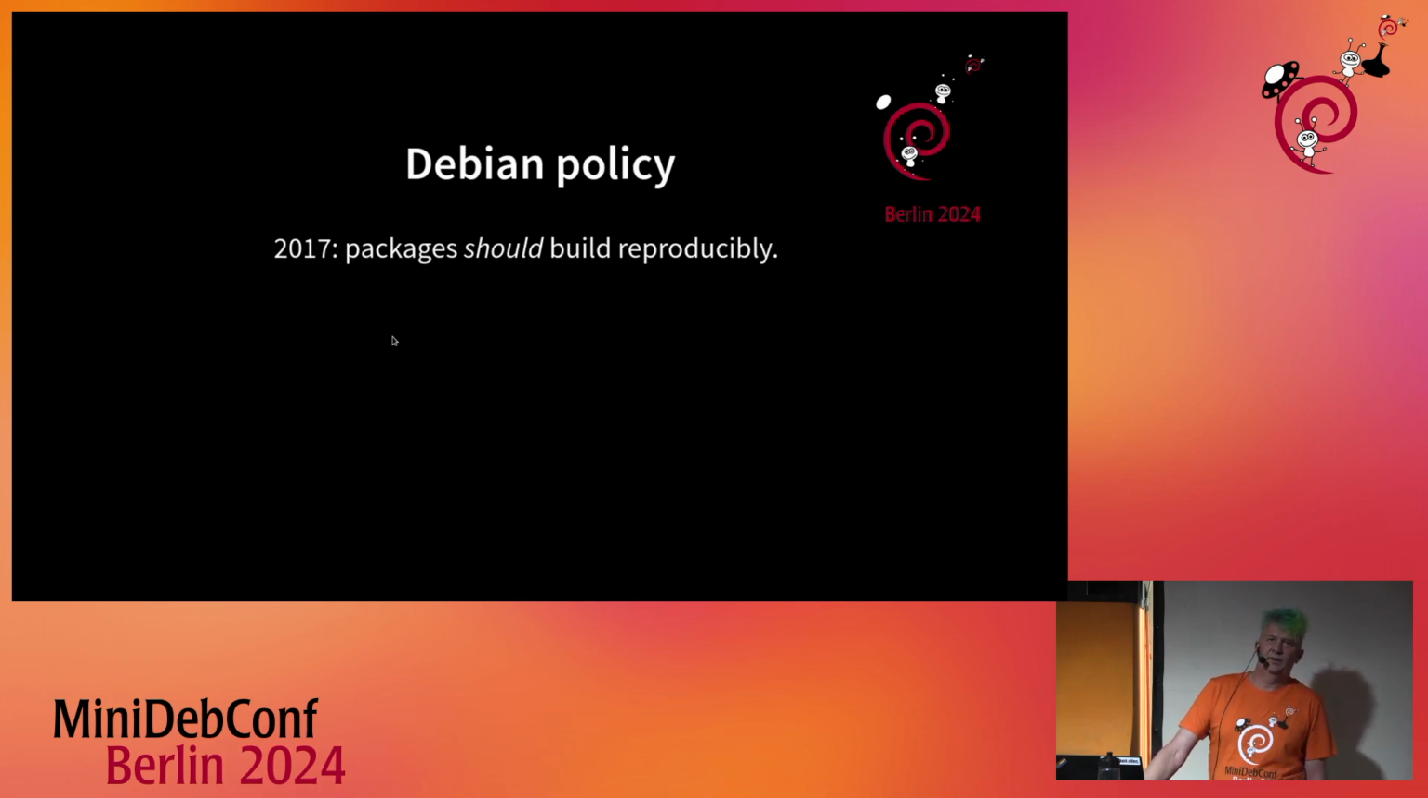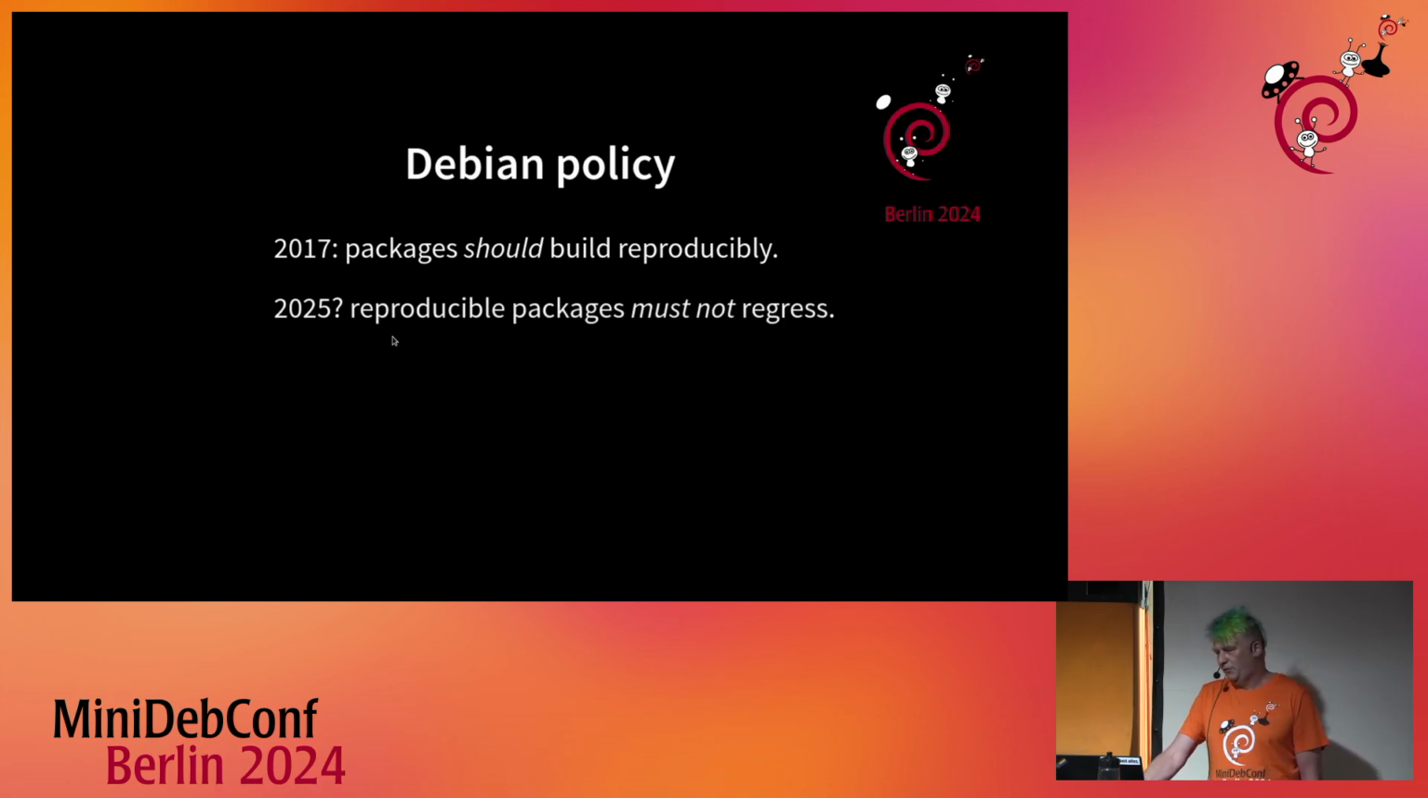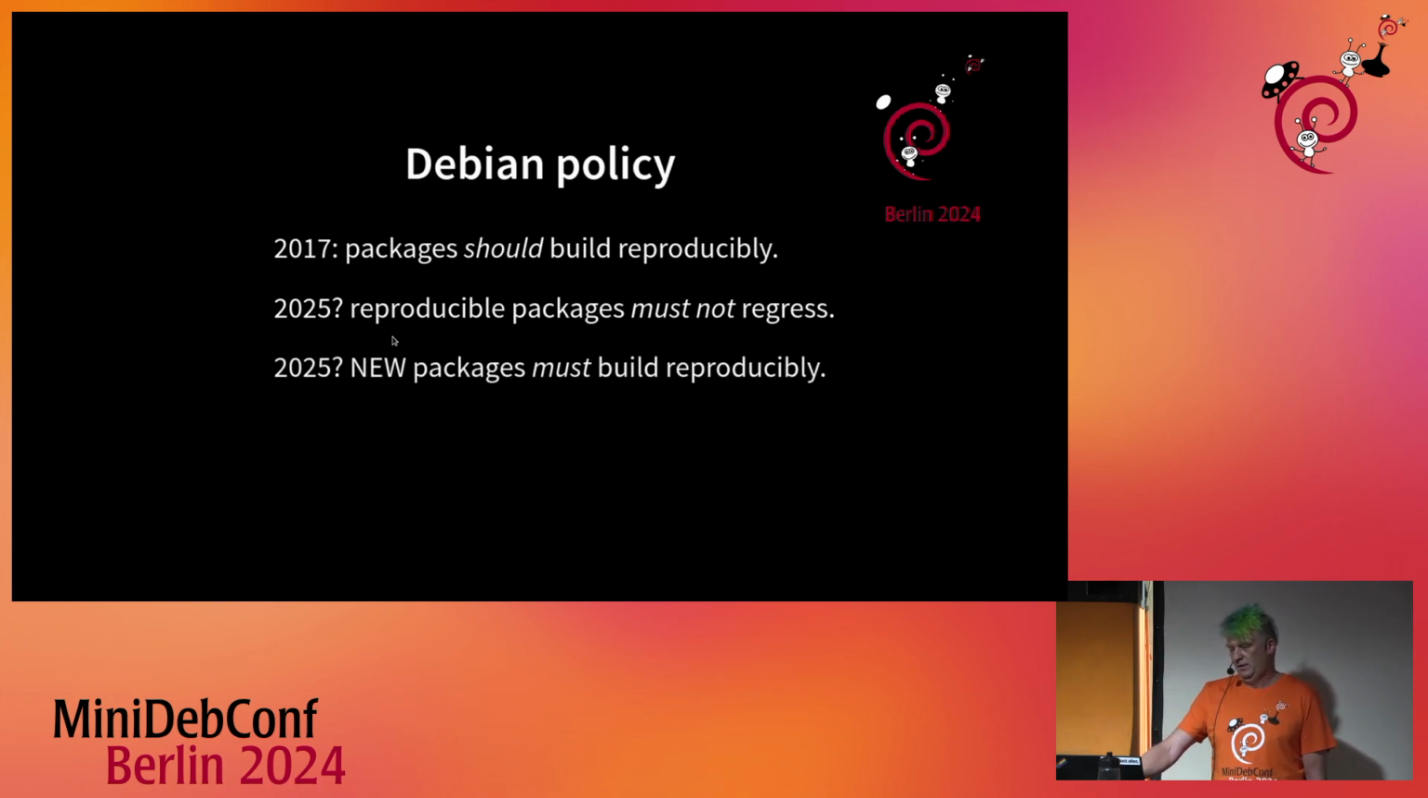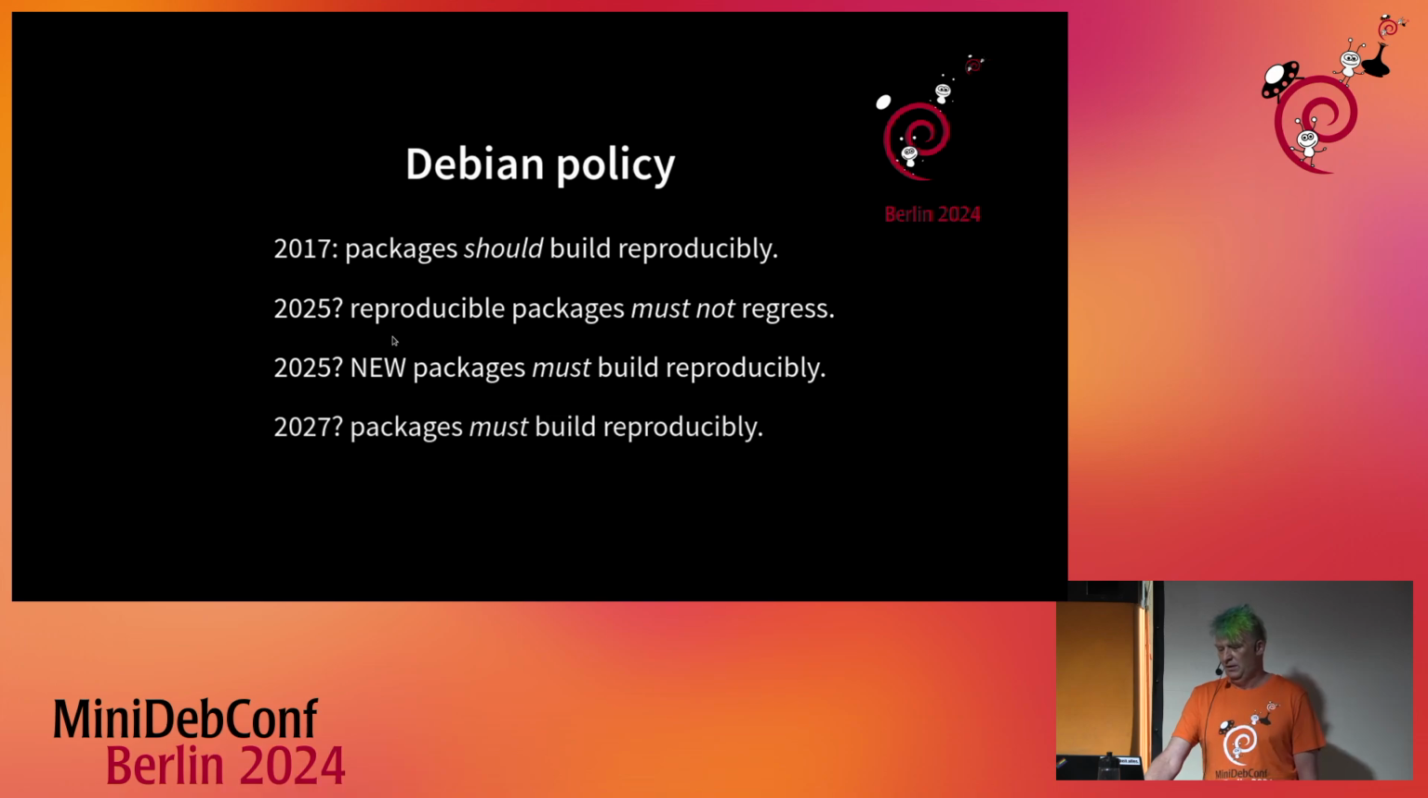So policy. 7 years ago we added to policy that packages should build reproducible. And I hope then for the Forky release cycle we say packages must not regress. And we equally say new packages must build reproducible. I hope we can do this next year. I'm an optimist, and I hope after the Forky release, for Forky +1, we can then finally say packages must build reproducible.